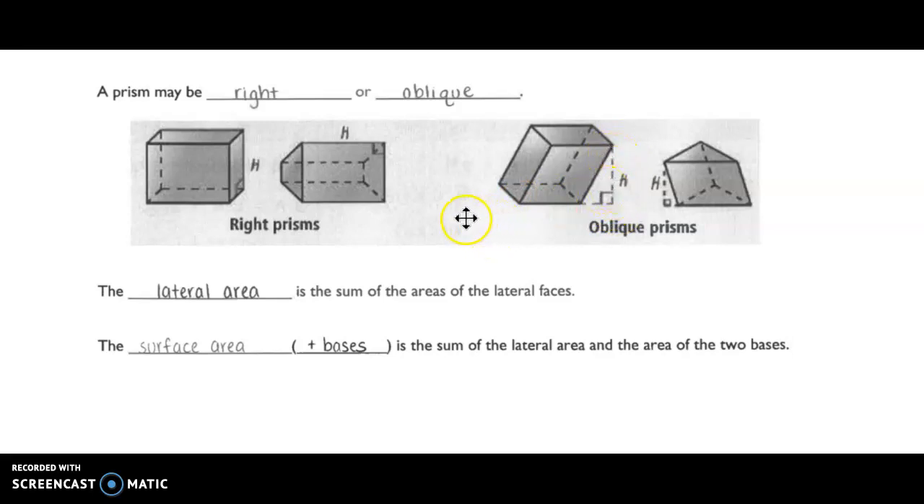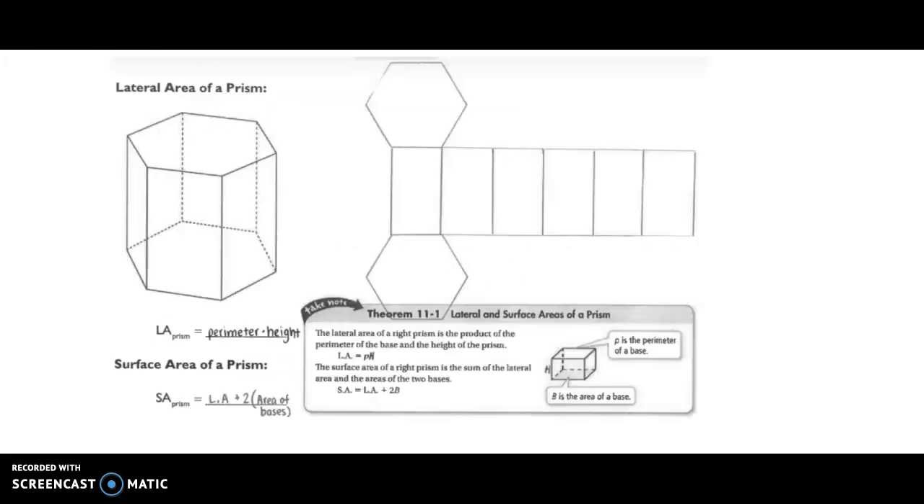The lateral area is the sum of the areas of the lateral faces, and then the surface area is the total area, so that includes the top and the bottom bases. All right, so you're going to have to know those two.